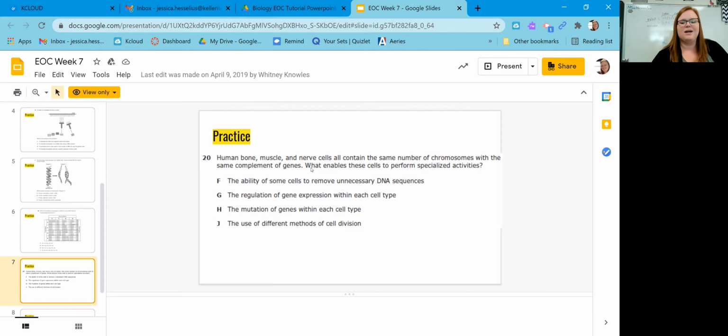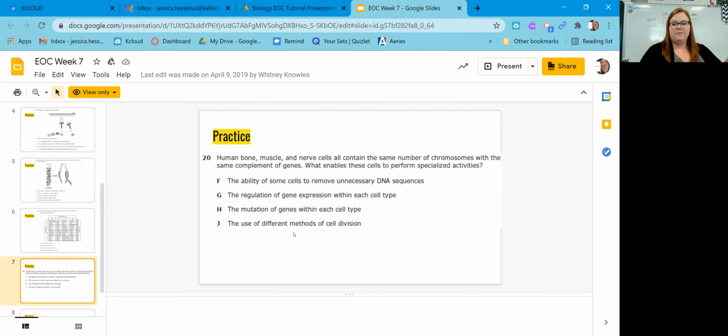This is not caused by mutation of genes because hopefully all of our DNA in all of our cells is the same. We know that mutations do happen during cell division, but for the most part, 99.99% of it is the same. And just which ones are turned on and turned off in specific cells, and that's controlled by gene regulation. The use of different methods of cell division. There's only 2 kinds of cell division, mitosis and meiosis.